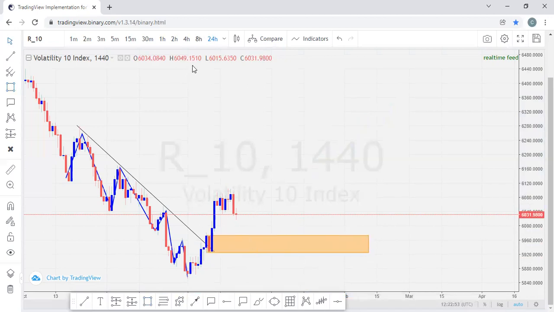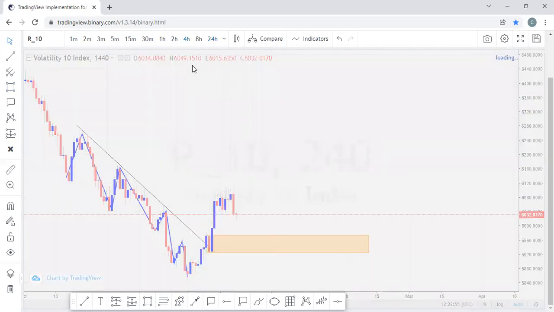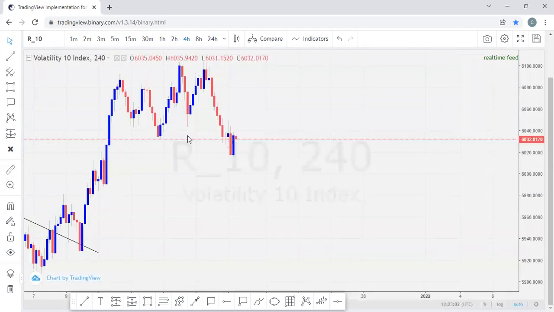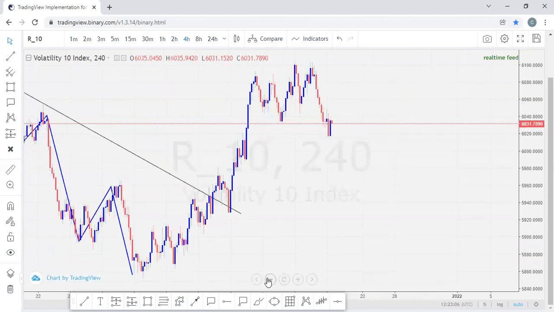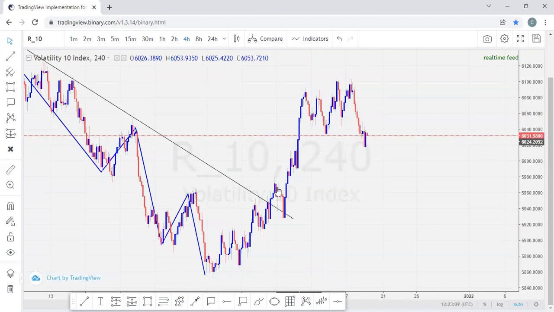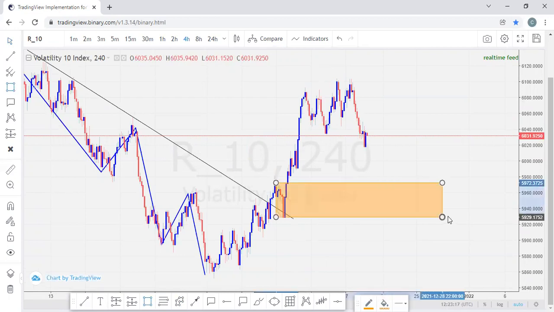So we can come to our smaller time frame, like the 4 hour, to see if we can find any good setup there, any area for a buy in that region which we have marked out. Let us zoom out to see. So it's somewhere around there. We're looking for that buy around this area.